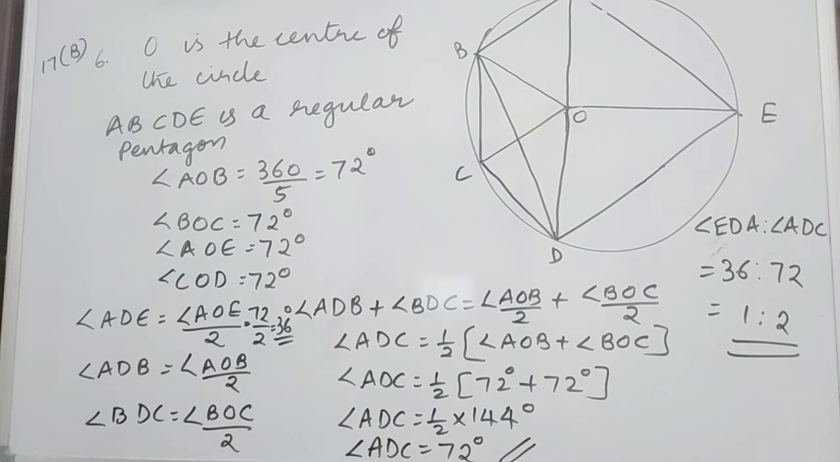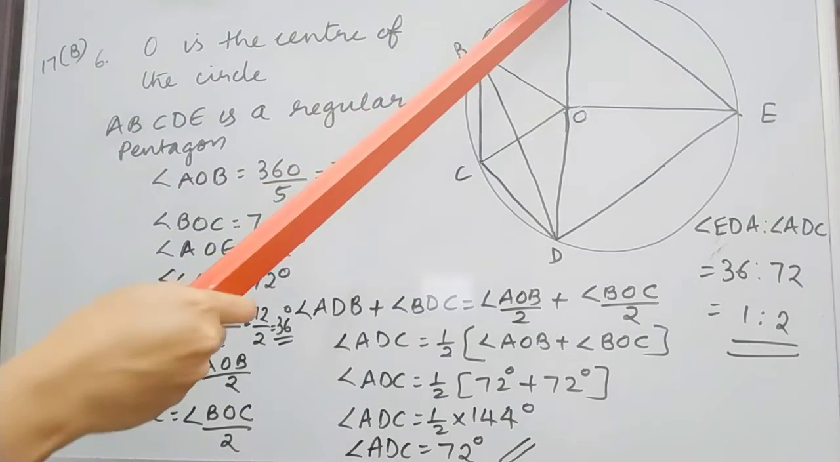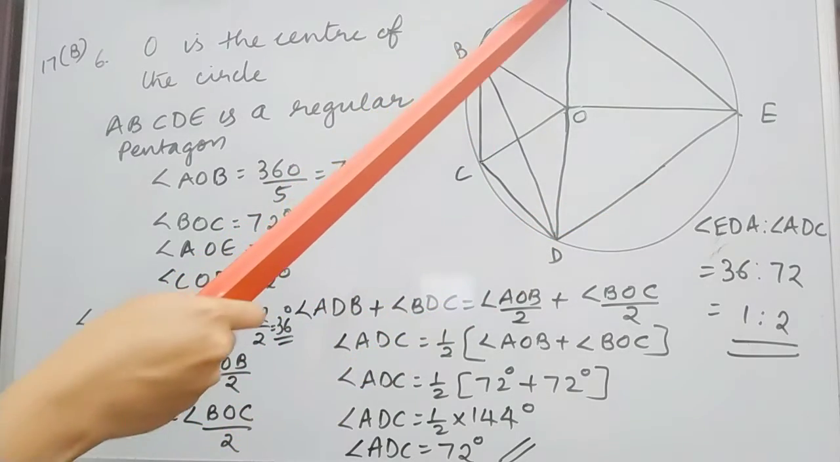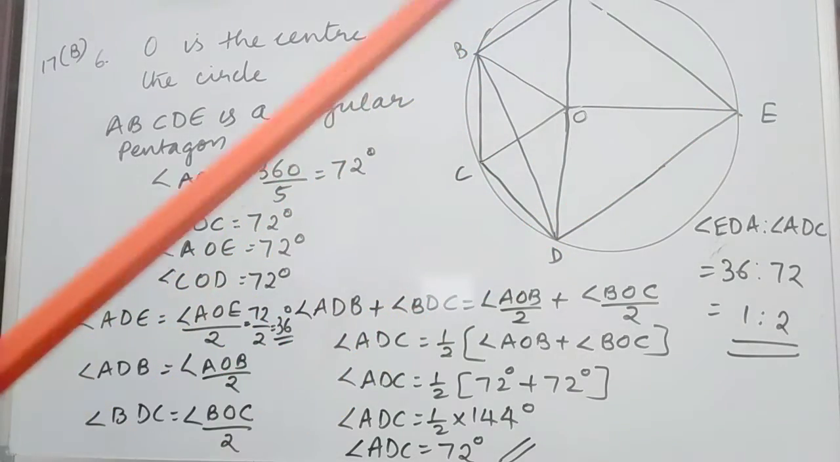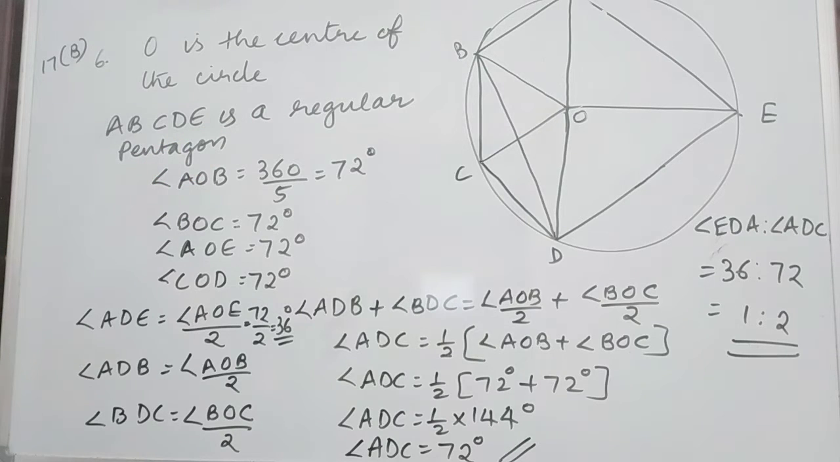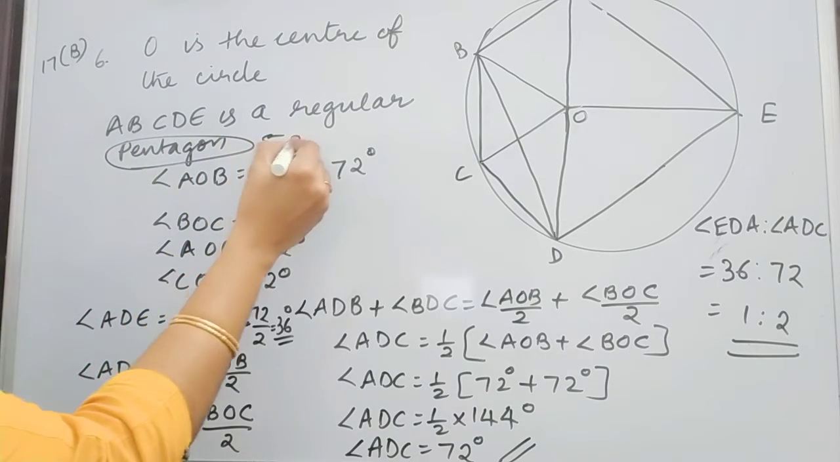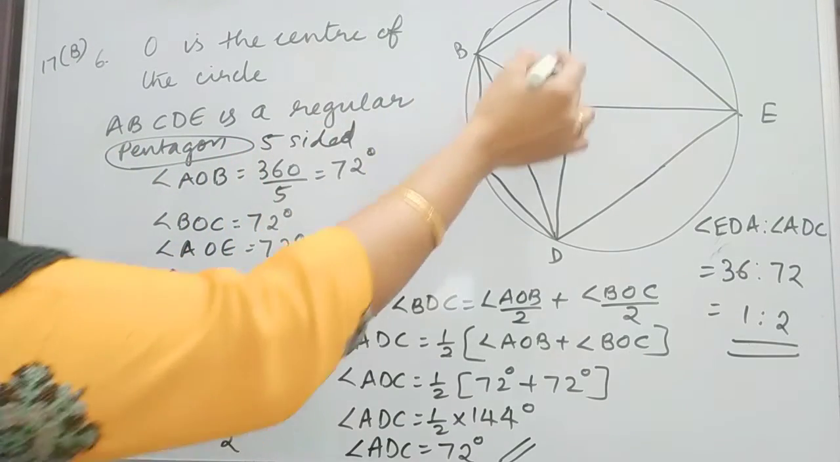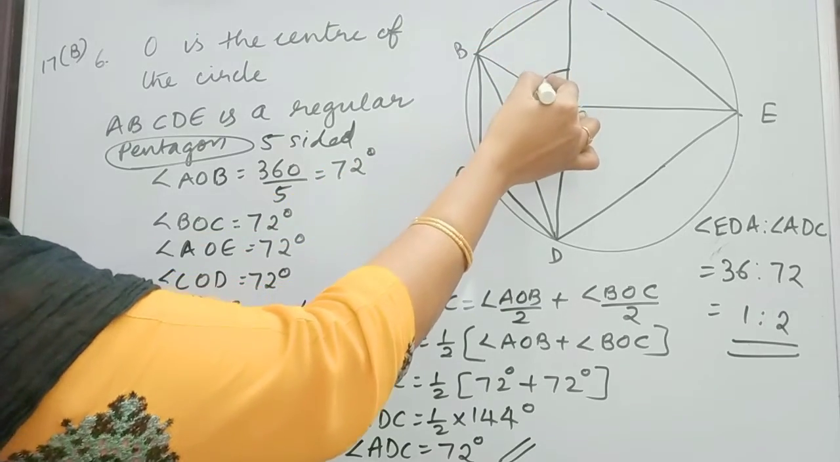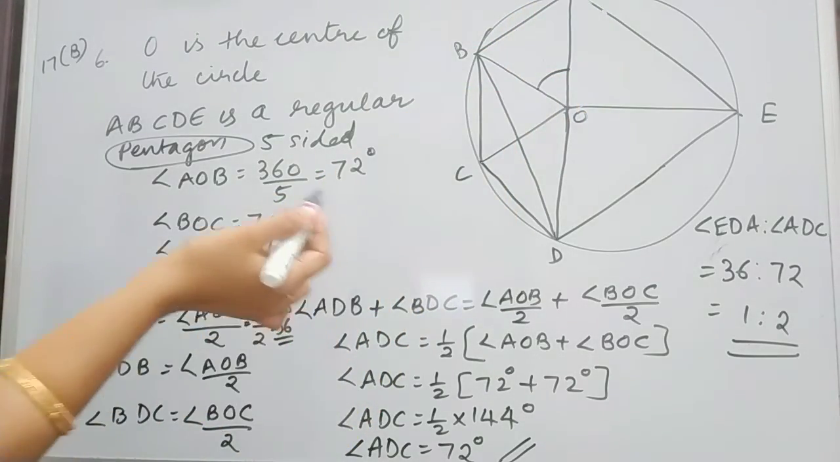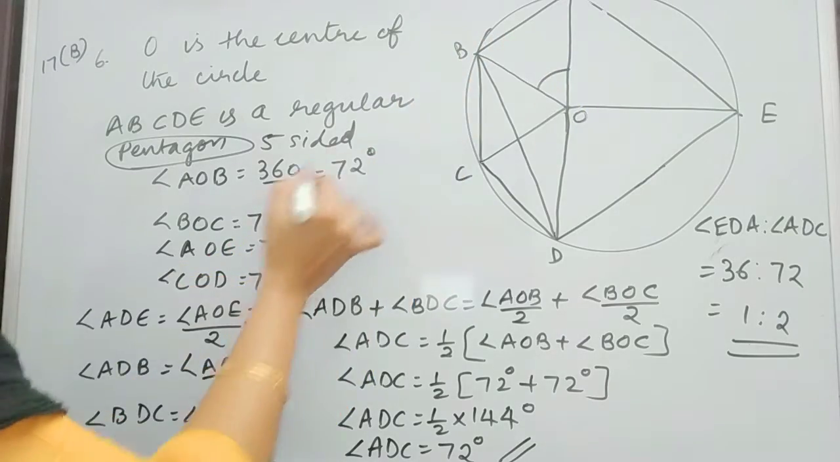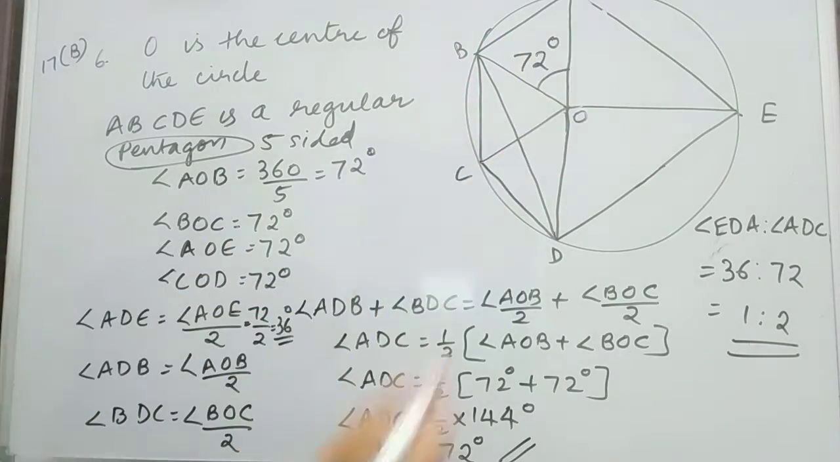ABCDE is a regular pentagon. Pentagon means five-sided figure. Regular pentagon, five-sided. So, angle AOB, since it is a regular pentagon, the central angle will be 360 divided by 5, which is equal to 72 degrees.